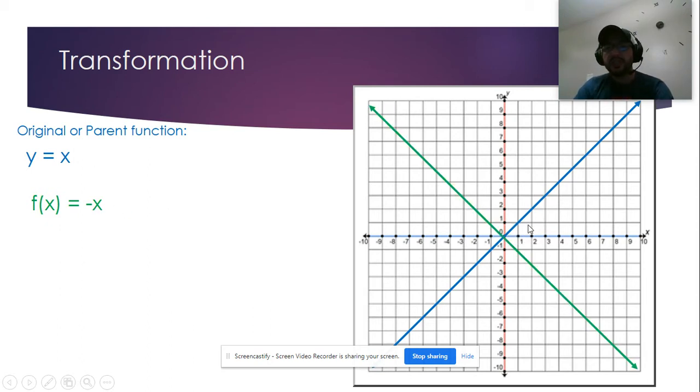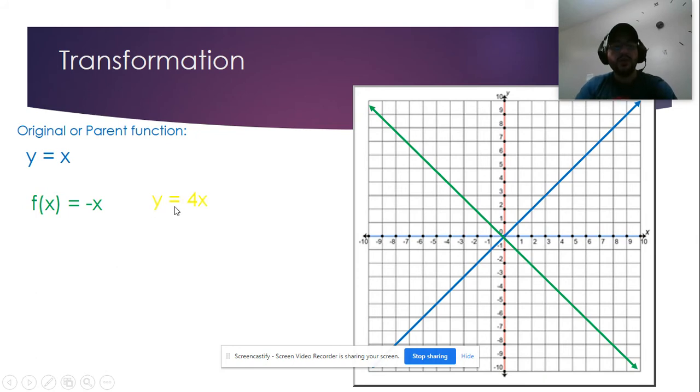So as we can see, it's the same graph, just flipped. It's like the mirror, or like the opposite. So the point 1 comma 1 now will be 1 comma negative 1. So the x values stay and the y values will be opposite. That's when the slope is negative, so it's like a reflection.